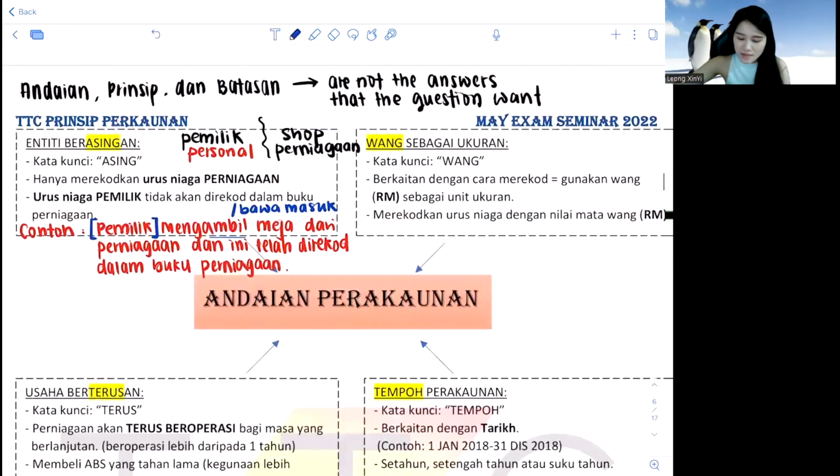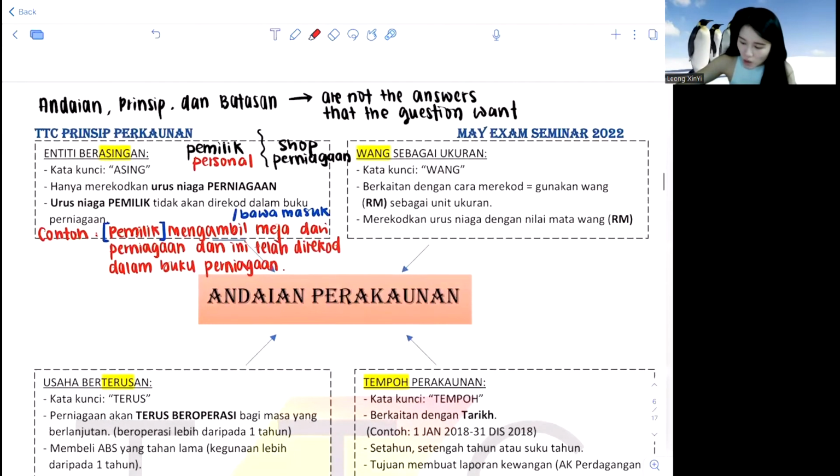Second one is wang sebagai ukuran. Ukuran means as our calculation. How do we record everything? We record them in nilai mata wang, RM. So you remember the beginning, right? I told you guys that our entire account syllabus is going to be using RM for every single recording, including if I buy food. Would I tell you I bought one ice cream cone? No, I would tell you, oh, the ice cream cone costs me 2 ringgit. 2 ringgit. That's what I'm going to record. So wang sebagai ukuran means that we record everything gunakan wang sebagai unit ukuran.